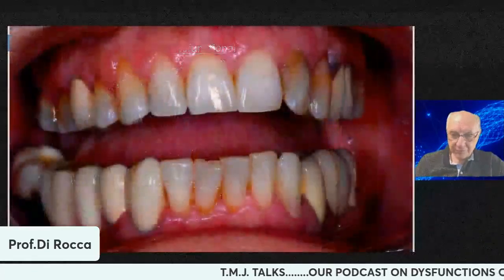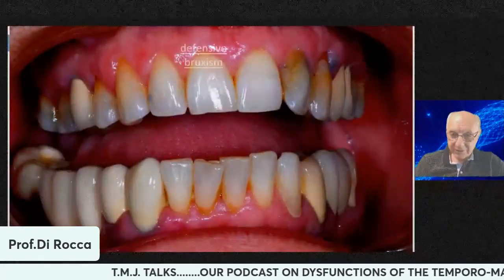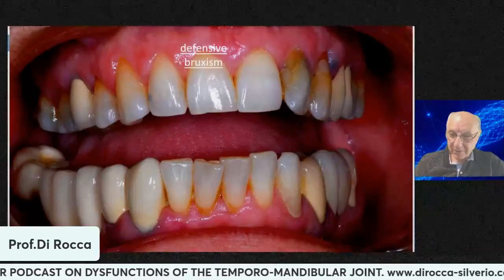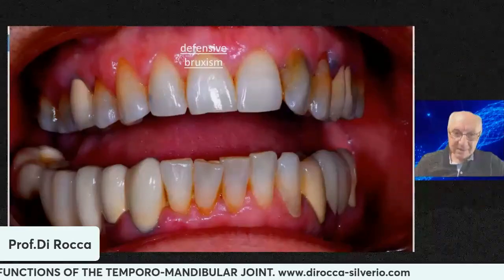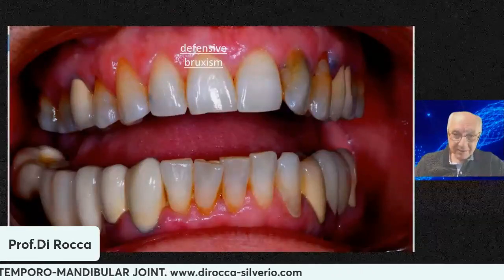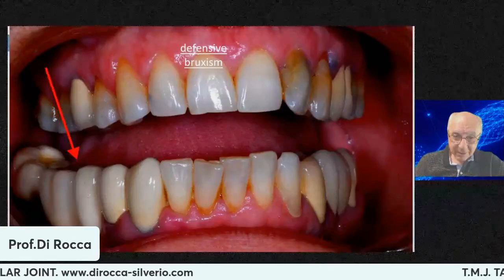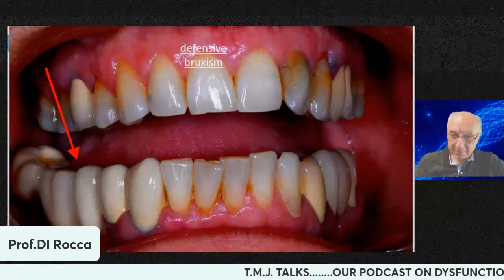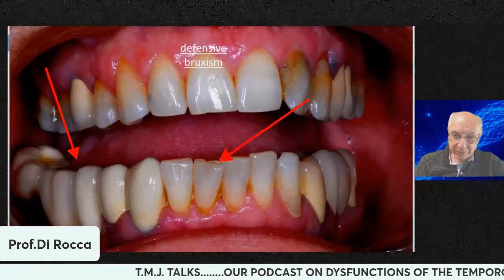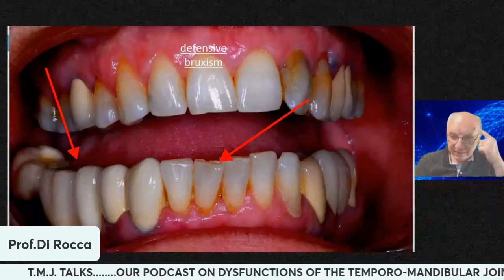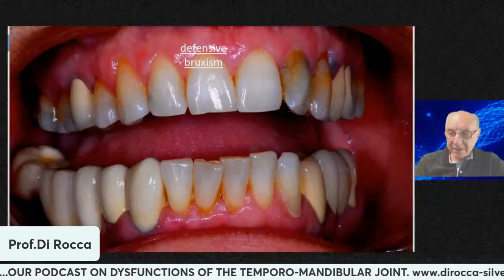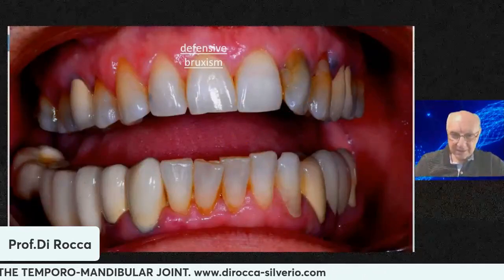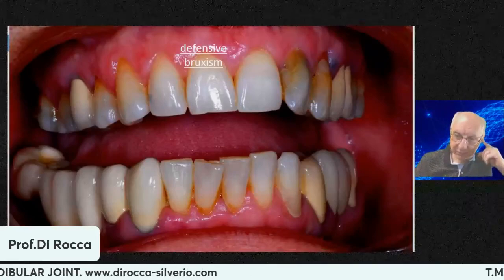Dysfunctional occlusion. And you see there, the defense is bruxism. Look at here, it's very important. This is ceramic. Here, ceramic. We cannot break the ceramic, but bruxism is destroying the teeth. The central nervous system is trying to defend, to unlock the jaw, because the central nervous system understands that here is wrong for the jaw.